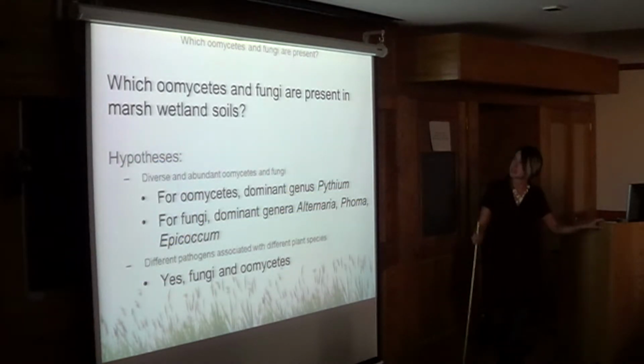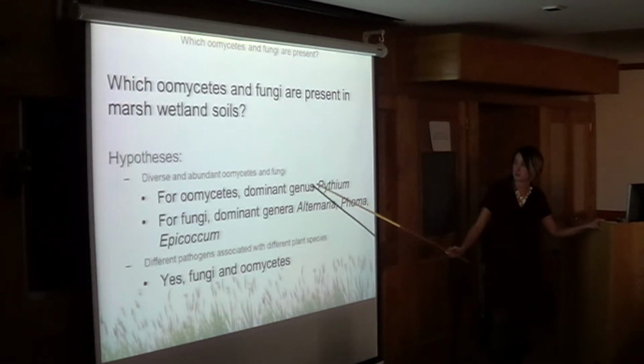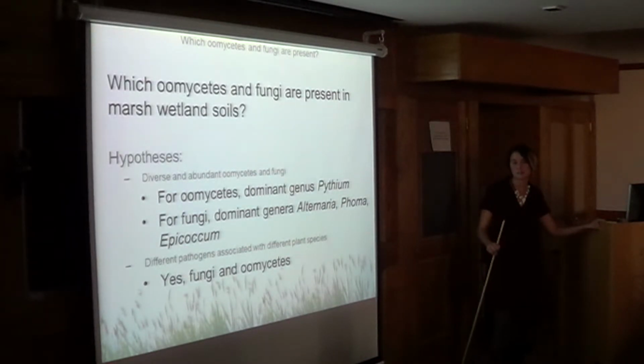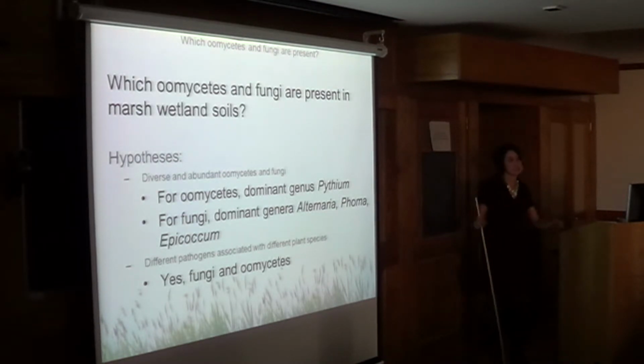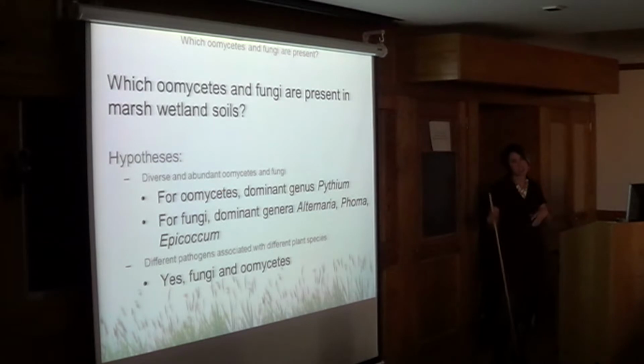So, which fungi and oomycetes are present in marsh wetland soils? We did indeed find diverse and abundant oomycetes and fungi. So for oomycetes, the dominant genus was Pythium. For fungi, the dominant genera were Alternaria, Phoma, and Epicoccum. And there did seem to be different species associating with different plant species. So some fungi and oomycetes were more common with particular plant species.